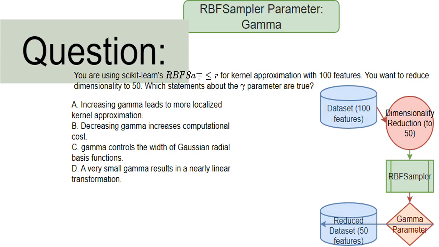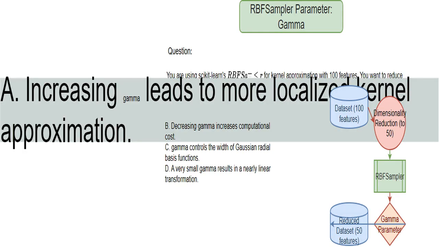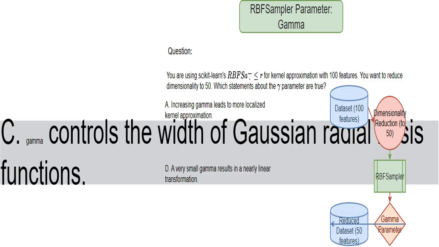We are using RBFSampler to reduce the number of features in a dataset. A larger GAMMA value makes the Gaussian functions narrower. Think of it like this: each data point's influence shrinks, leading to a more localized approximation. The GAMMA parameter directly controls the width of these Gaussian functions. A smaller GAMMA creates wider functions, spreading out the influence, while a larger GAMMA results in narrower functions.